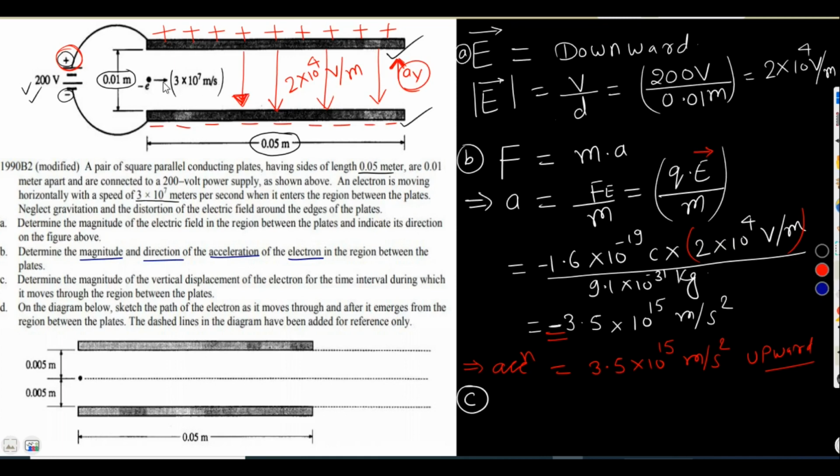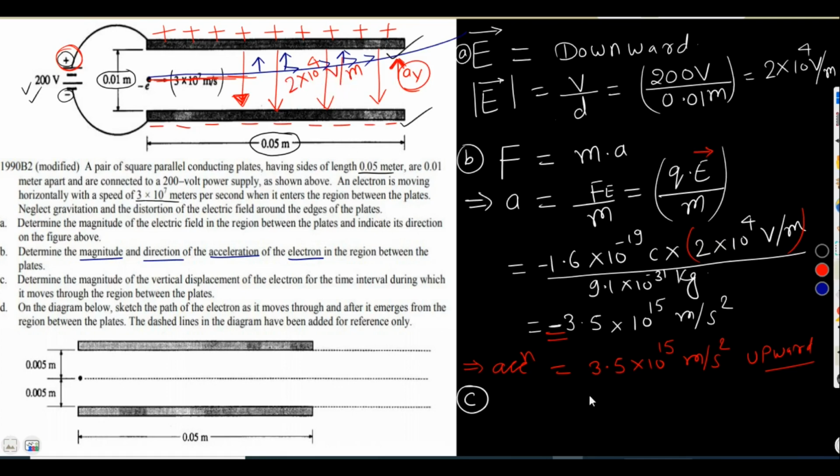So when the electron passes through here, its path will become deviated. It will go like this. It will deviate from the horizontal direction. Why? Because there is a force acting in the vertically upward direction. It's an electrostatic force, right?